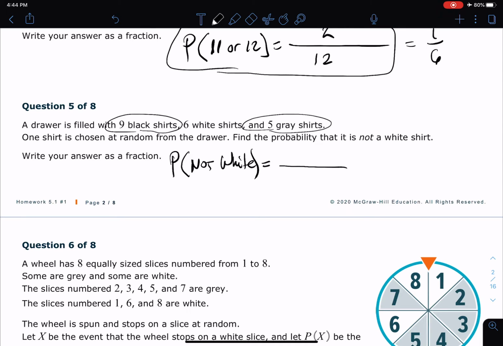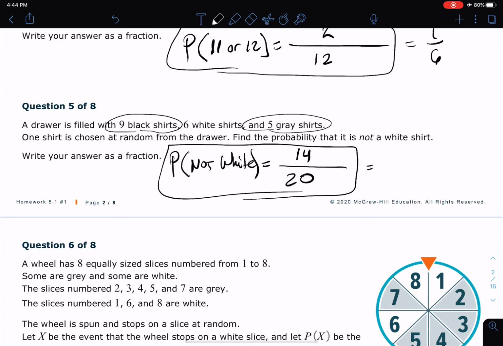How many black and gray shirts do we have? Looks like we have 14. And what's our sample space? The total amount of shirts would be 9 plus 6 plus 5, which is 20. And there it is. And once again, reducing that: 14 divided by 2 is 7, 20 divided by 2 is 10.